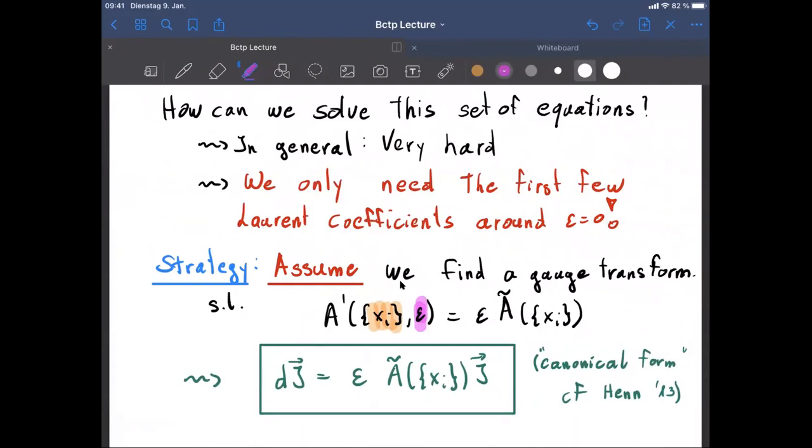And assume that there is a gauge transformation, so just a rotation, such that the dependence on epsilon becomes trivial. It just factors out with a linear factor. Assume that such a gauge transformation exists. Assume that there's a gauge where the gauge field has this special form. So assume that there's a gauge transformation.